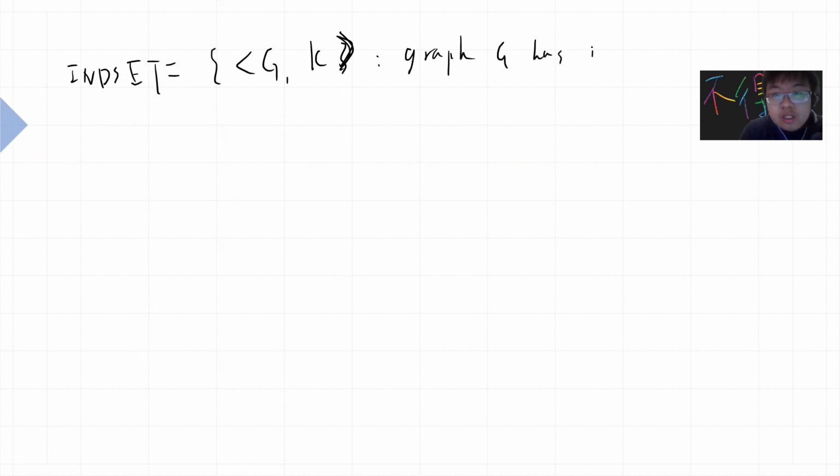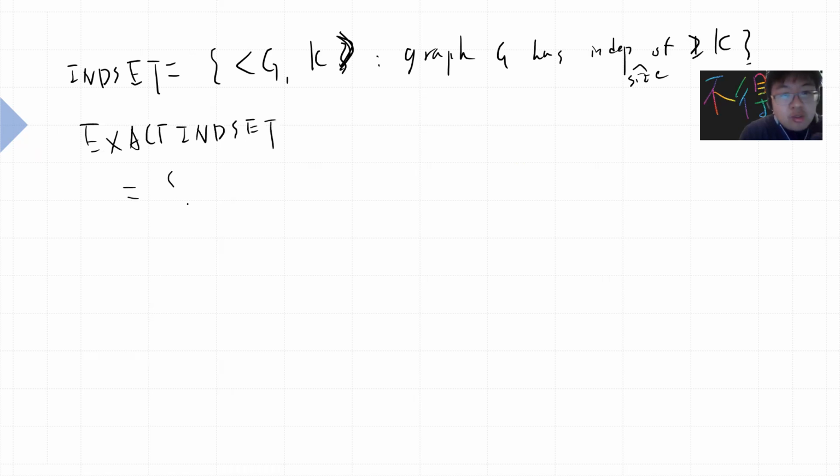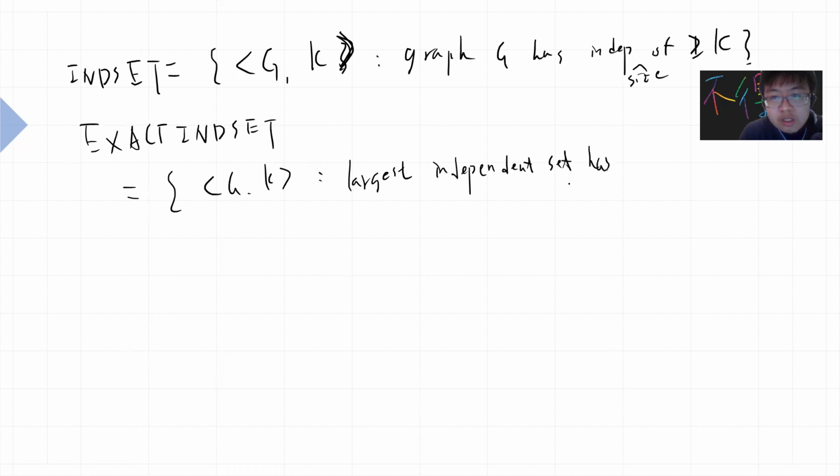But there are some questions which look like they fall outside of these classes, and they are very natural. The first one is IND SET: somebody gives you a graph G and a K, and you ask whether graph G has an independent set of size greater than or equal to K. There is also a problem called EXACT IND SET, which is all the pairs G and K such that the largest independent set has size K.